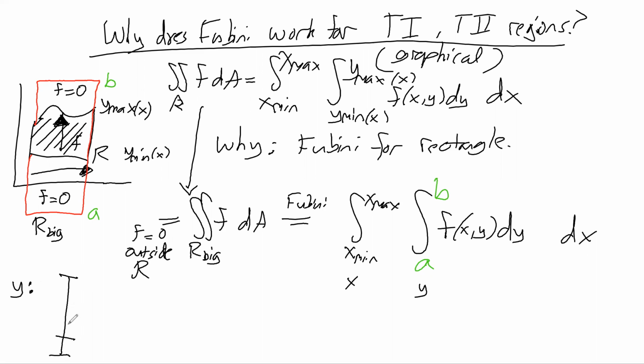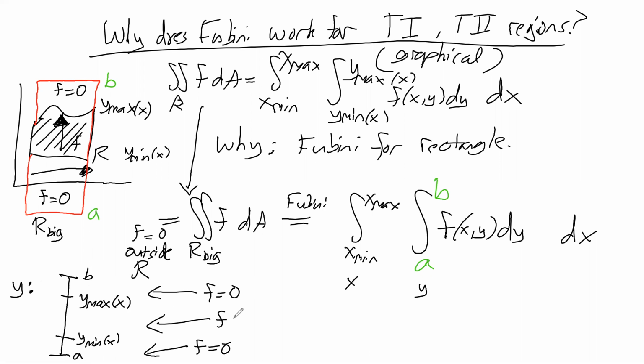Okay, so the trick is if you look at the range of y, it's split up into 3 regions, right? So we have b up here, we have a here, we have y min of x, and we have y max of x. F equals 0 here, f equals 0 here, and then we just have f here. So these two parts here, they contribute nothing, and the integral is just contributed by this middle piece.